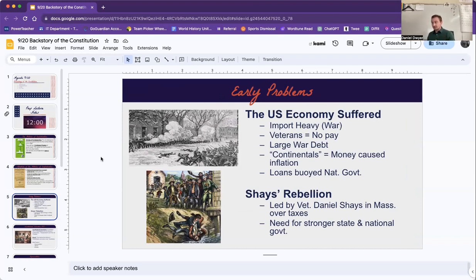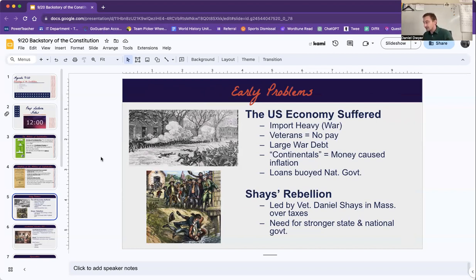So, early problems. The US economy is going to suffer. They're going to be very reliant on imports to get all their things. The veterans who had just fought in this war couldn't really get paid by the federal government, so some states may have been paying more than other states. There was also very large war debt, and there was no central government to be able to pay that all back.